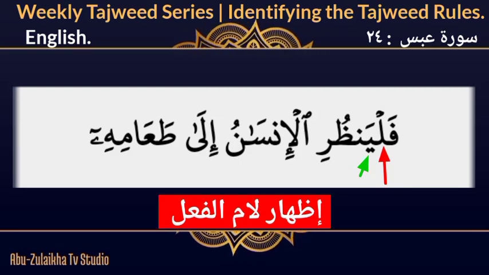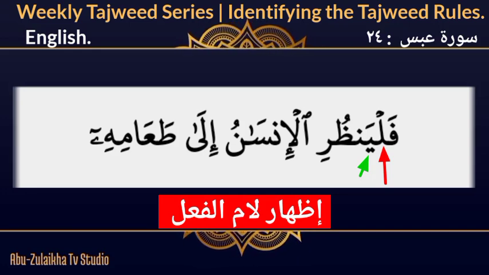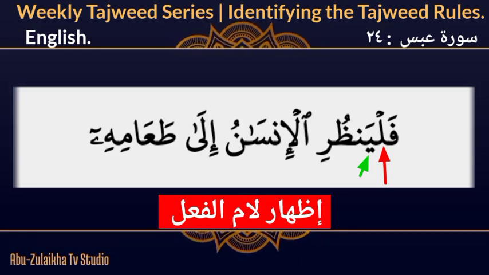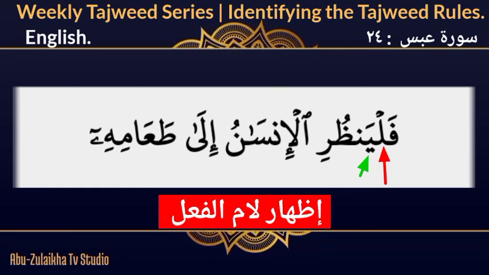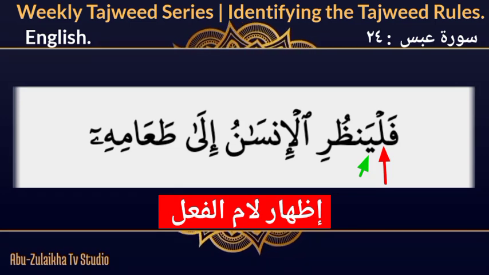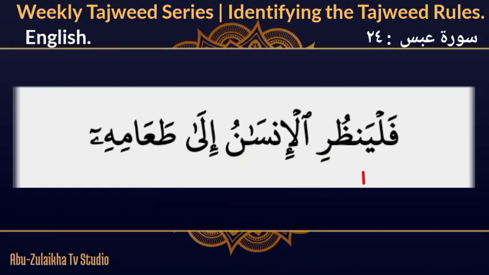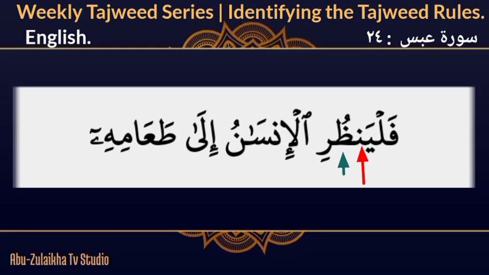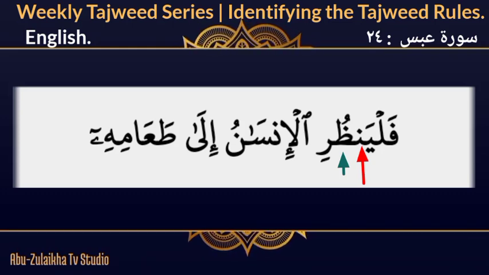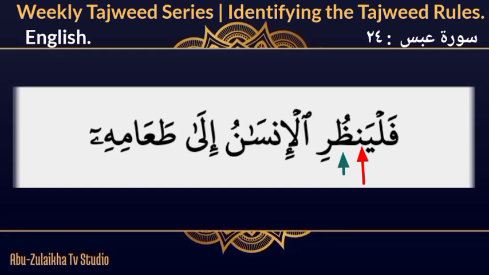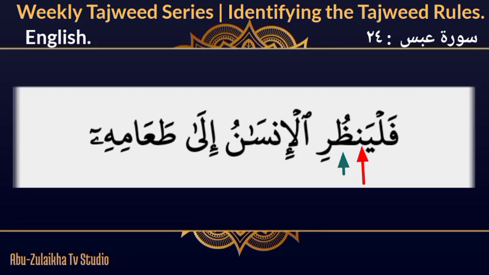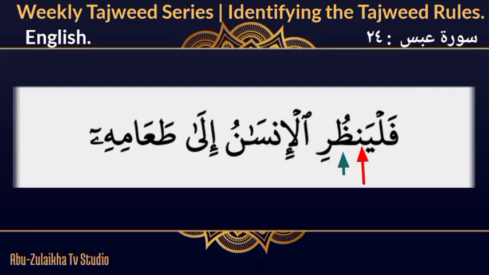فَلْيَنْظُرْ. Do you understand? So the first rule that we can identify here is what is known as إِظْهَارُ اللَّامِ الْفِعْلِ. That is manifestation of a verbal lam. So let's move further. Then at the same time in that same word, I said فَلْيَنْظُرْ. So this is another rule, that is the rule that is governing this nun sakina.